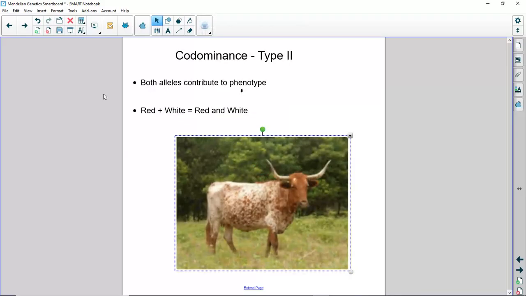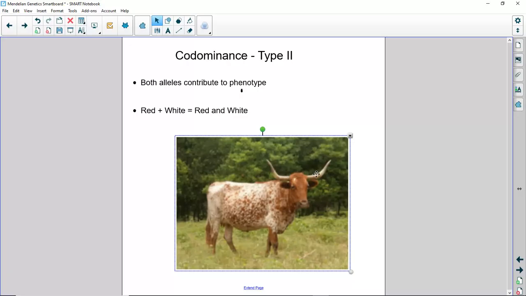Codominance type 2 occurs when the alleles are equally expressed in the heterozygote. No new phenotype. So in this case, you have a red, and it really is a very light kind of brown color in a cow. A red and a white cow give you a red and white cow coat. So notice a red and white speckled cow. Notice the different genes there.